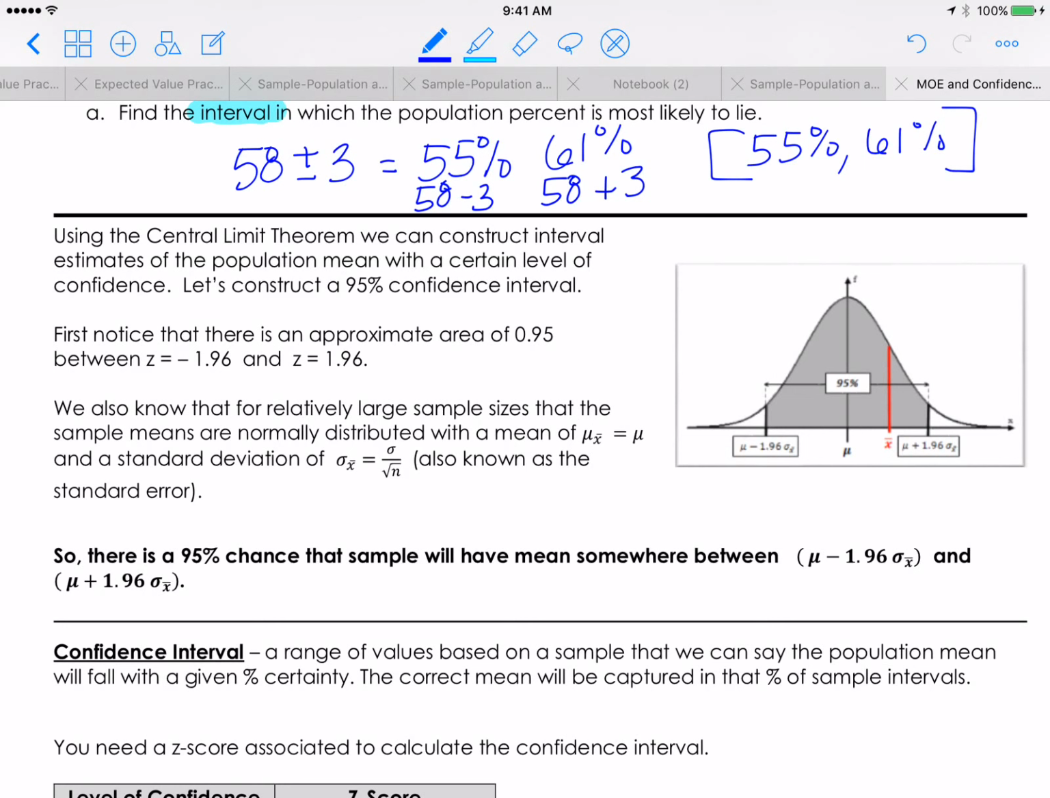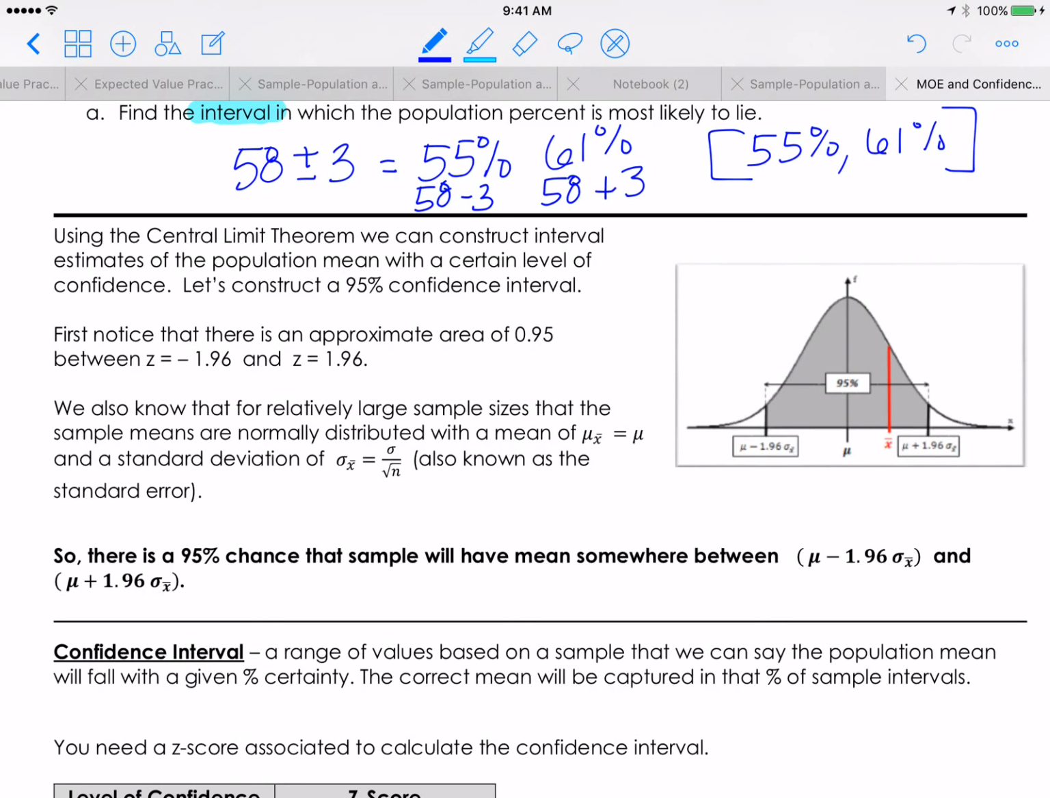Remember, we said that the mean of your sample means is going to be equal to your population mean. And the standard deviation formula, which we've talked about before, says the standard deviation of your sample is equal to the population standard deviation divided by the square root of n, and n is our number of trials. This can also be called the standard error formula, kind of going with your margin of error, but this is your standard error. So what does this all mean?